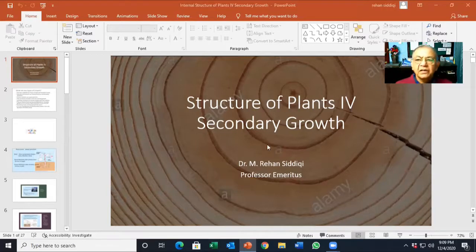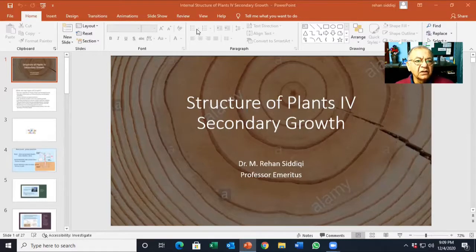As you know, I am talking about the internal structure of plants, and today we are going to finish with this internal structure of plants. Today I am going to talk about secondary growth. This is PowerPoint number 4 in our series on structure of plants.